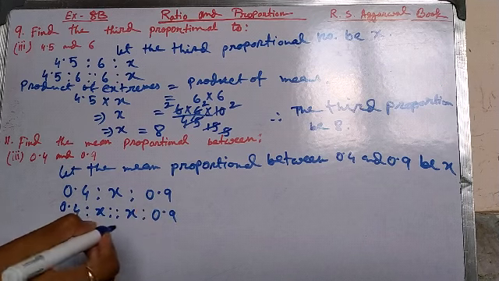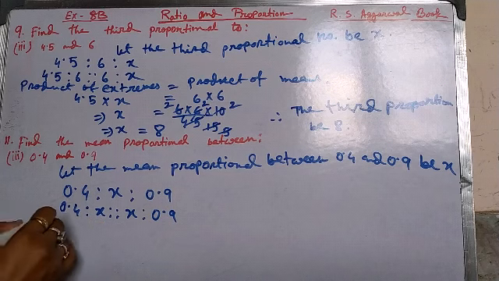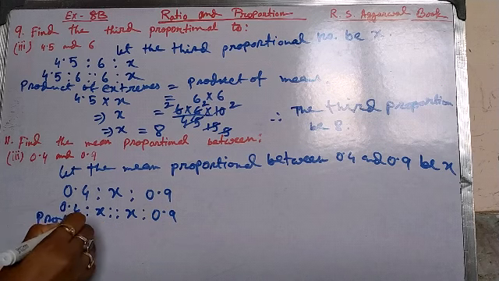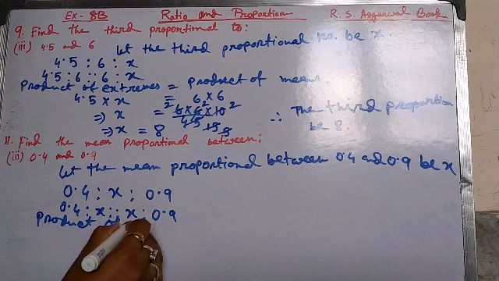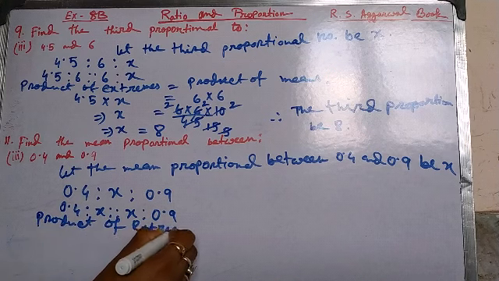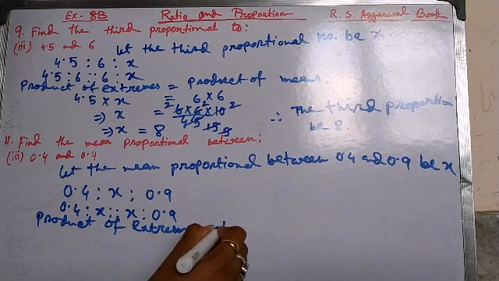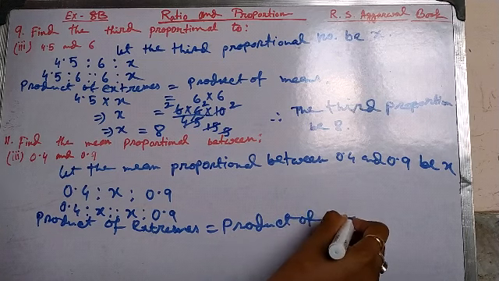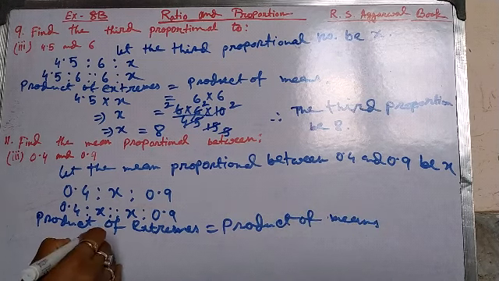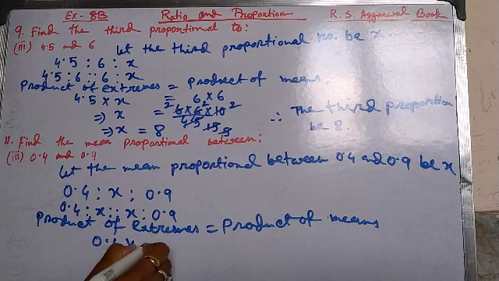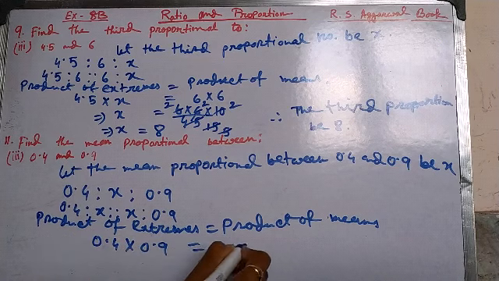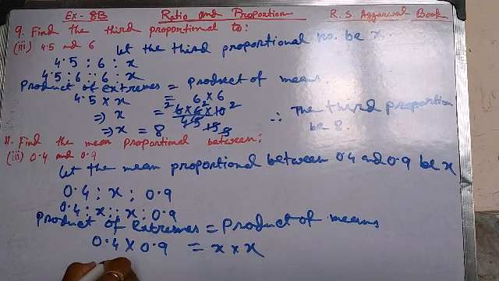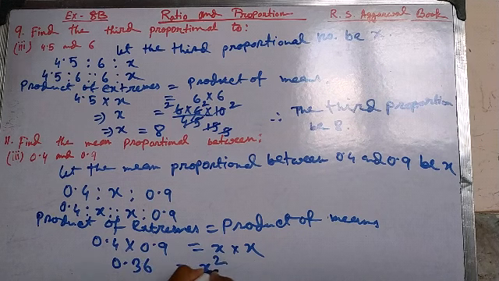Then same process, product of extremes equal to product of means. Product of extremes means 0.4 into 0.9 equal to x into x. That means here this is 0.36 equal to x square.